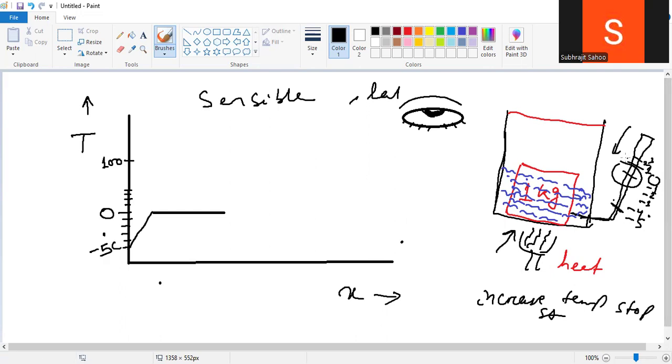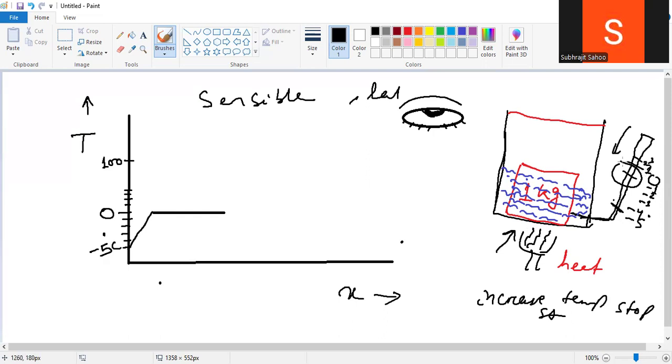But only for this 0 degree period, until all the solid particles are converted to liquid particles, the temperature just hangs. It will not show any reading change, it will not change its position for that particular moment. That's why I have recorded that particular moment in this graph. Constant temperature.